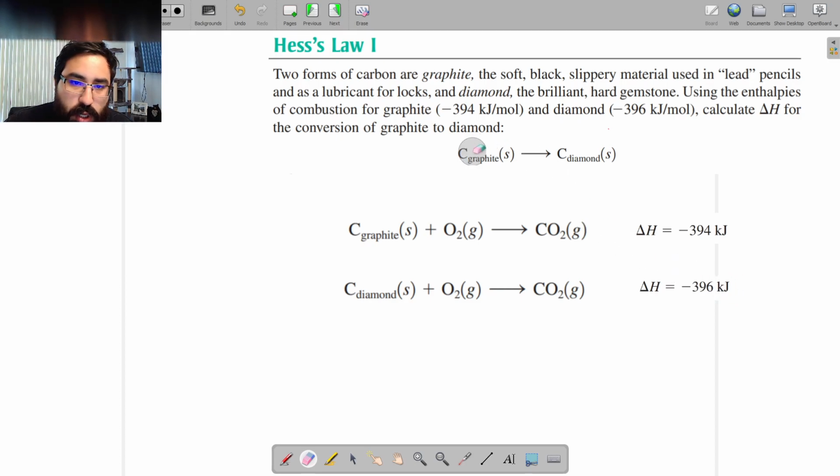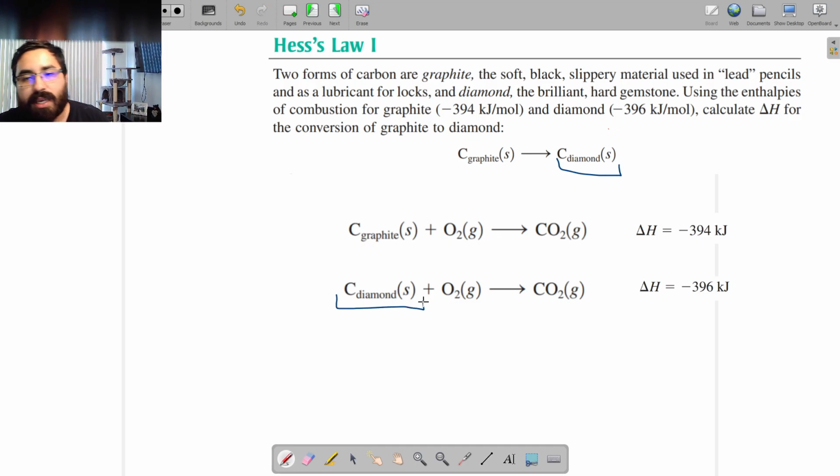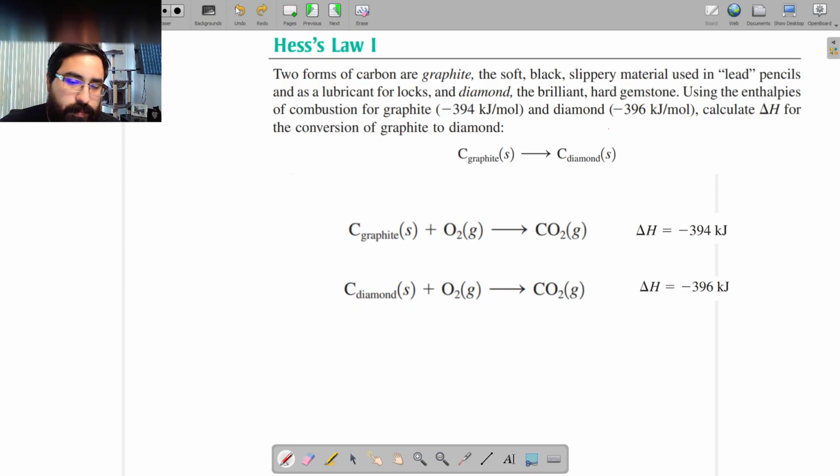396 kilojoules. Well, when we approach these problems, what we really want to do is check if our reactions match up in their location. The reactants are on the reactant side, the products are on the product side. So we see graphite is on the left-hand side, and graphite's on the left-hand side here. That's awesome. And diamond is on the right-hand side, or on the product side, but it's on the reactant side here. So it means we have to flip one of these reactions.